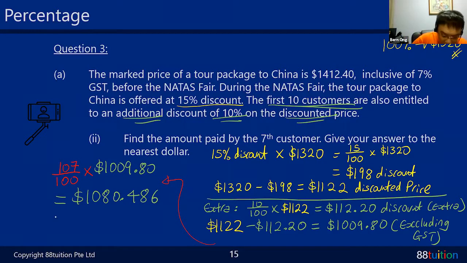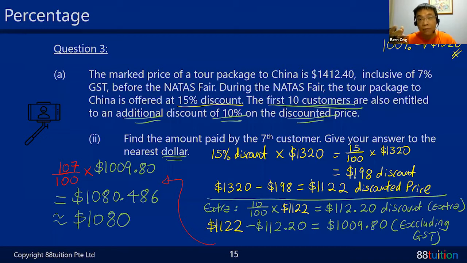So if you get this right, you have to round off to the nearest dollar. The question says so, not I say so. Nearest dollar is 1080, because 0.4 is not good enough. At 0.5 you round up. 0.4 is still less than 5, so you maintain at 1080. And you tell your teacher that this is the nearest dollar. So remember one thing: your GST is added only one time at the end of the day.